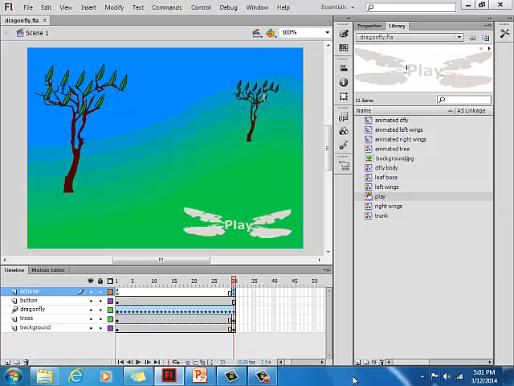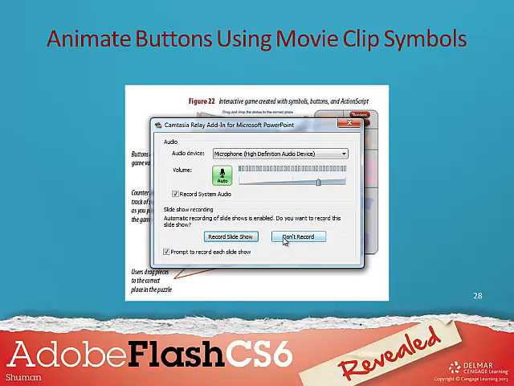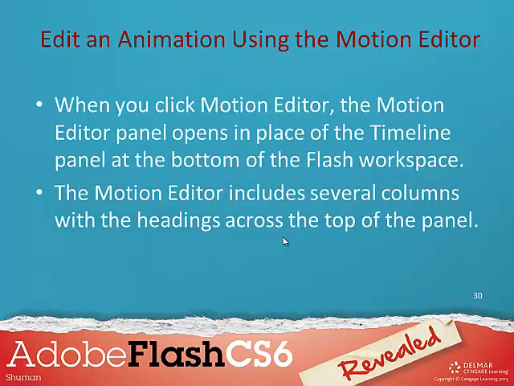Alright, we're going to go back to the PowerPoints for just a few minutes. We're on lesson 5. It talks about your motion editor. Your motion editor allows you to edit movie-tween animations by changing the property values such as the position, rotation, color effects, and ease. When you use the motion editor, you can quickly make changes to animations without having to use the properties panel, and you can view the effect of the change while it's being made.